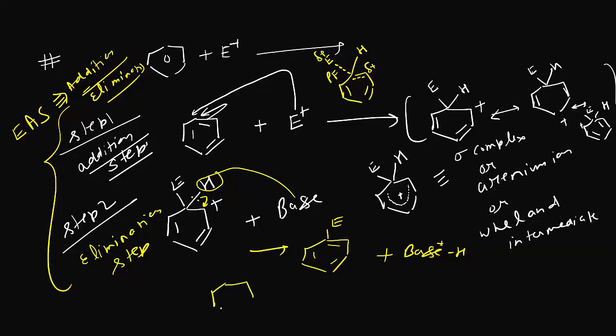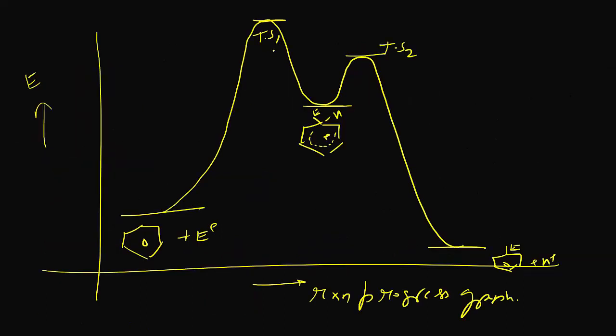In transition state 2, if you see that the CE bond will be fully formed. The CH bond will be partially broken this time. Partially broken. This time this bond will be partially formed. Is it clear? Yes, sir. So you can show transition state 1 here, transition state 2 here. Like this.